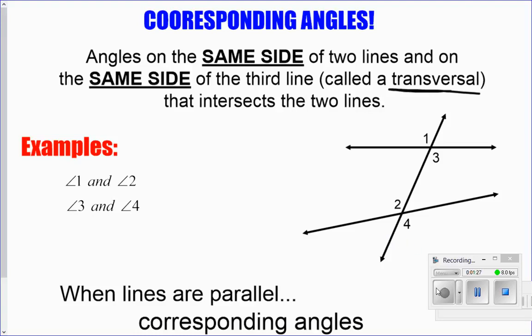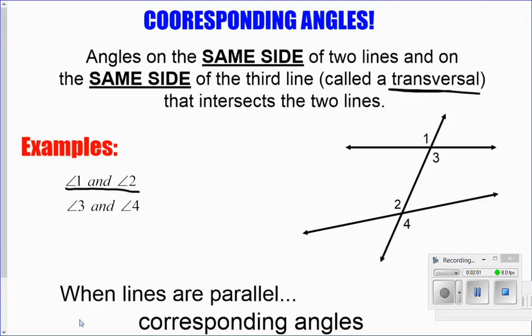Well, corresponding angles are the ones that are in the same spot where the transversal intersects with the line. So in other words, if I'm looking at angle 1, that's the top left angle. That's the angle that's to the left of the transversal and on top of the line. If I'm looking at this other line, the other angle that's in the corresponding spot, top left, is angle number 2. So we say that angles 1 and 2 are examples of corresponding angles.